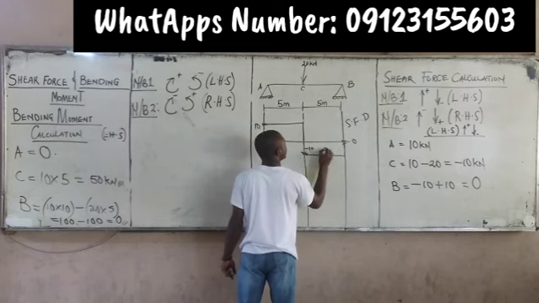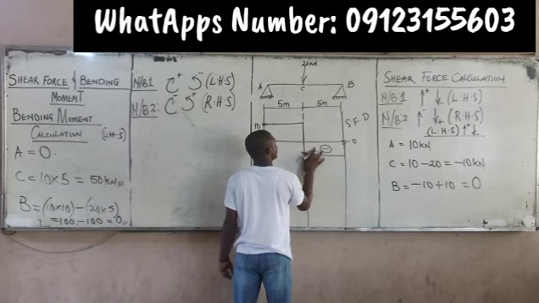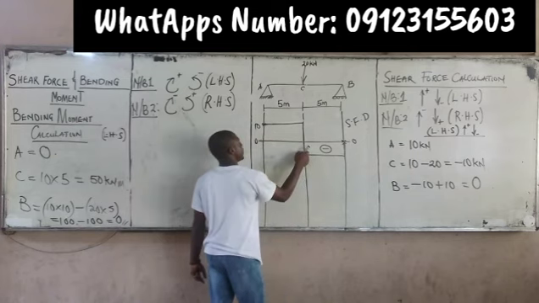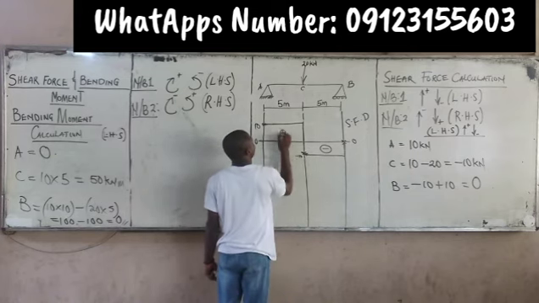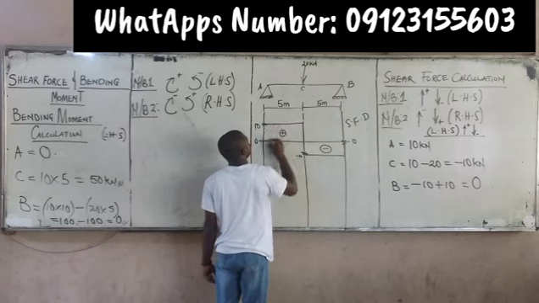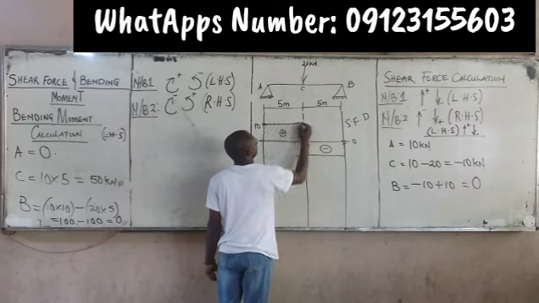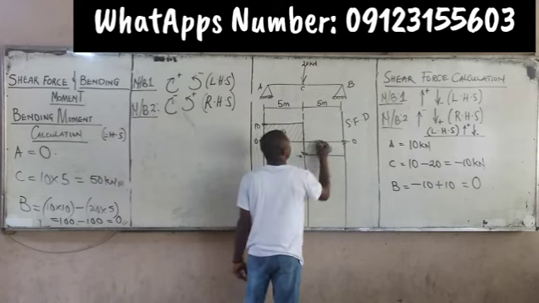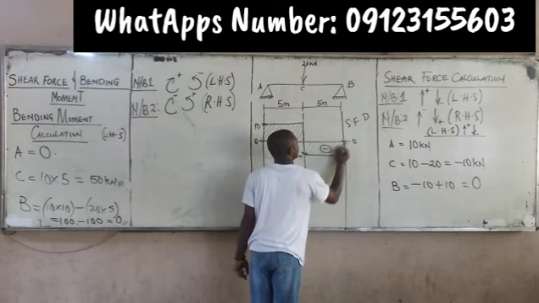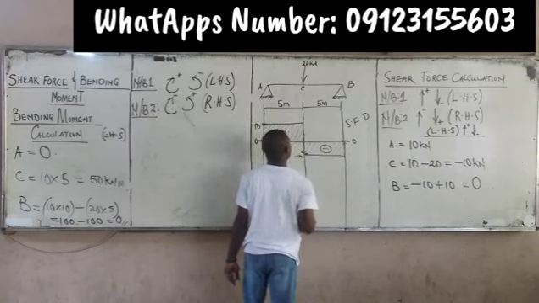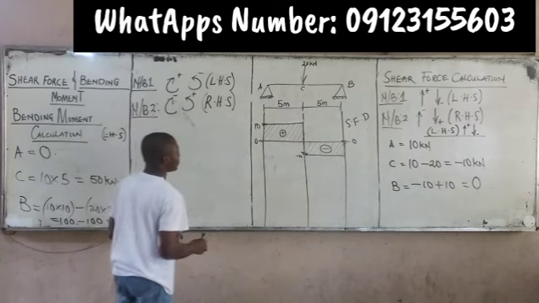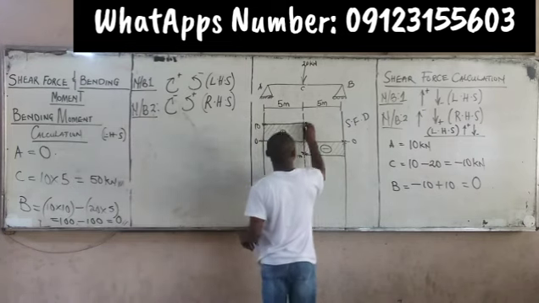This side is negative. This is minus 10. This is minus 10. Negative, here is positive. So you shade this way. You shade it this way. And shear force in this manner. Right? So this is our diagram for the shear force of this beam.